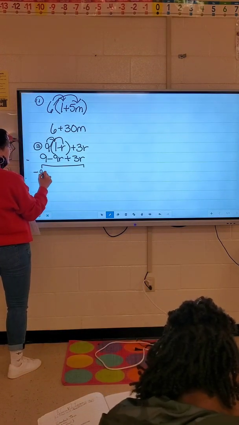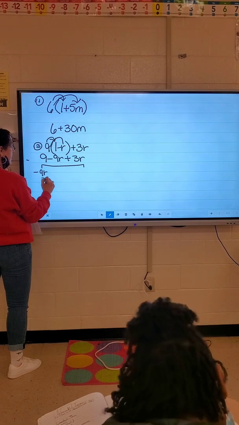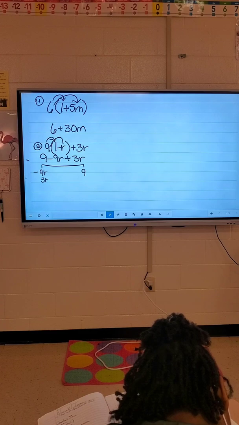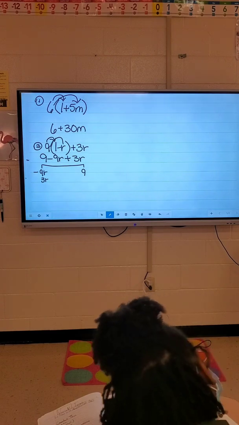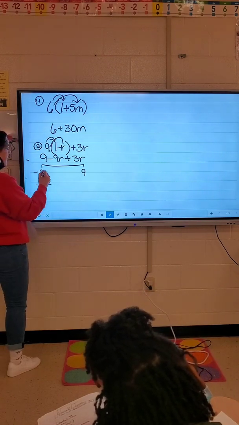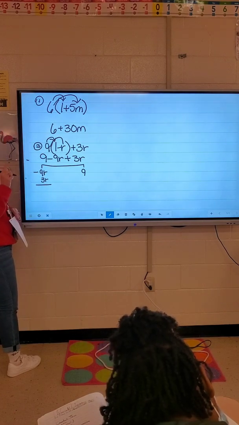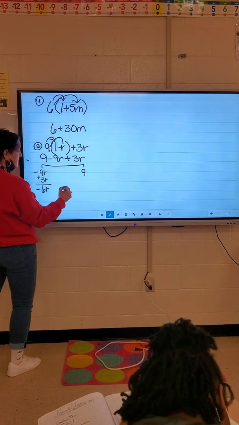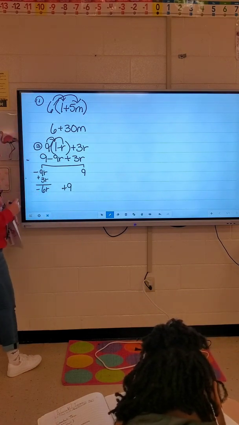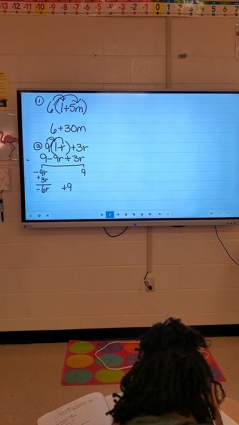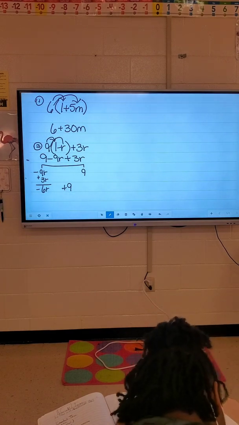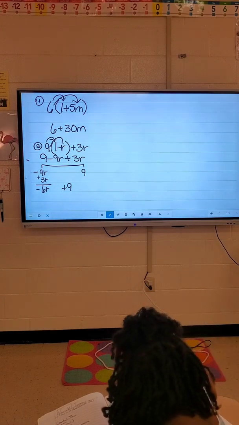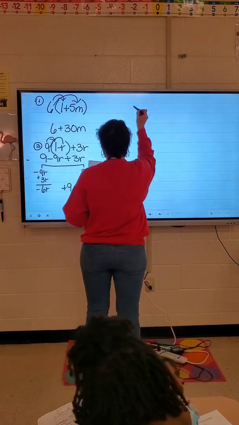I have a minus 9r, I have a 3r, and I have a 9. Right? Is everybody with me? So minus 9r and 3r. If you put a negative 9 plus 3 in your calculator, you're going to get a negative 6r plus 9. Questions? Okay. So, number 5.